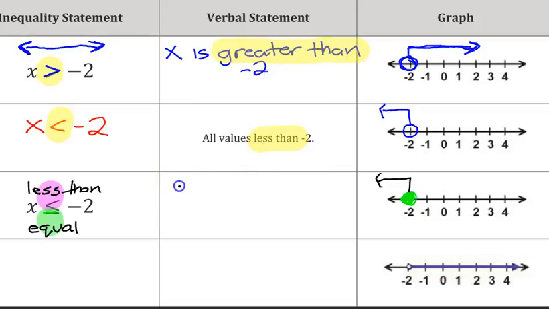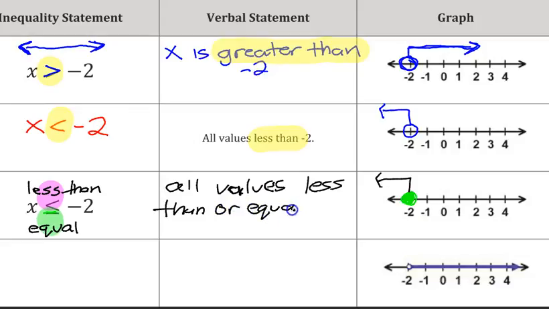And of course, we can write out this, all values less than or equal to -2. Yeah, you can put X or numbers. Yeah, I'm just using a variety.